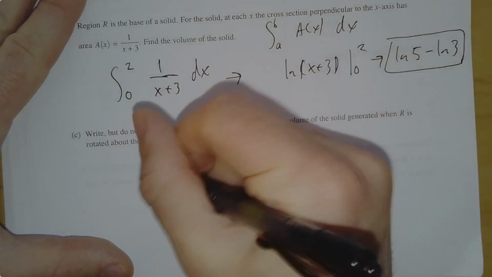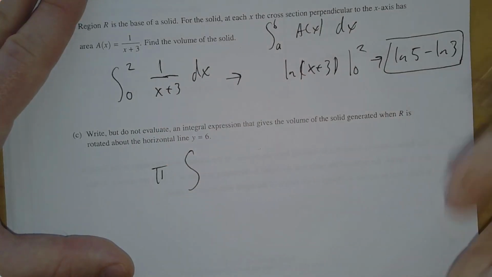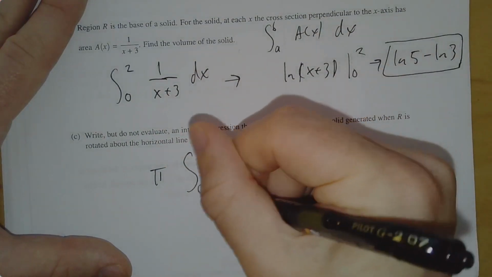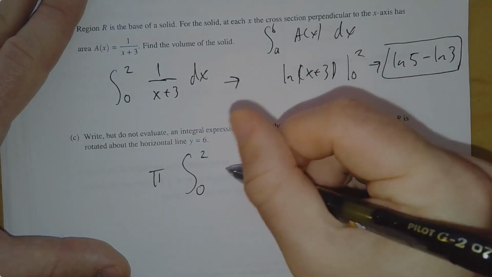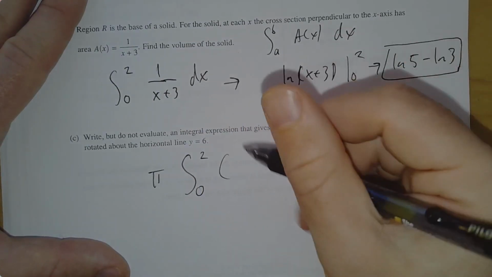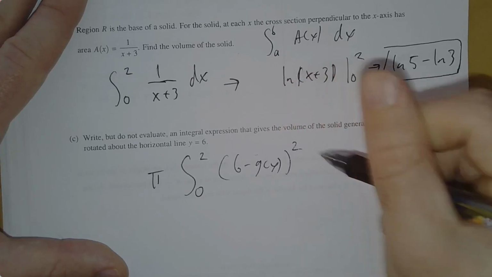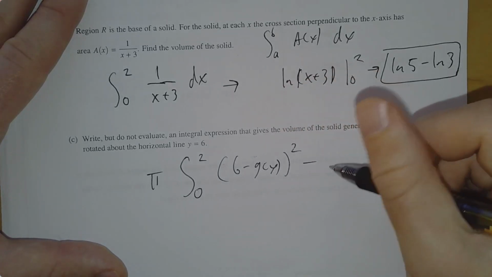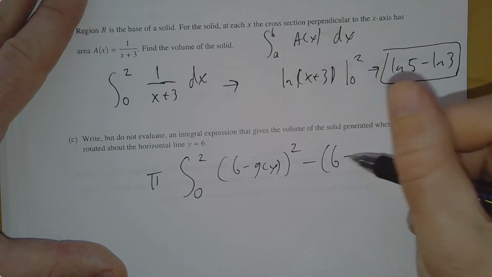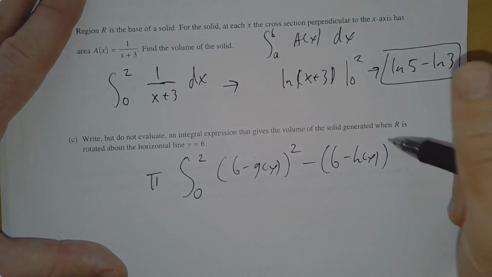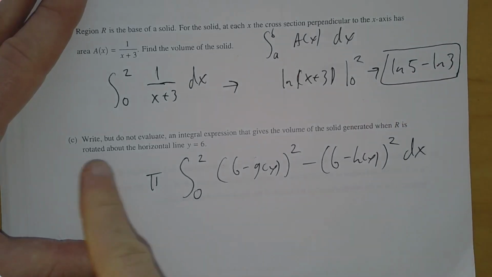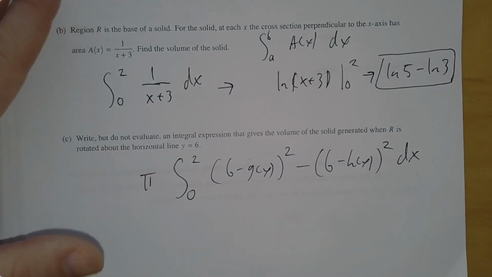We can set up the integral, pi integral. Same bounds, it's going to be 0 to 2. And then my big R is 6 minus g of x, squared, minus my little r, which is 6 minus h of x, squared, dx. And that's it. I just have to set it up. I don't have to evaluate that, which is nice.